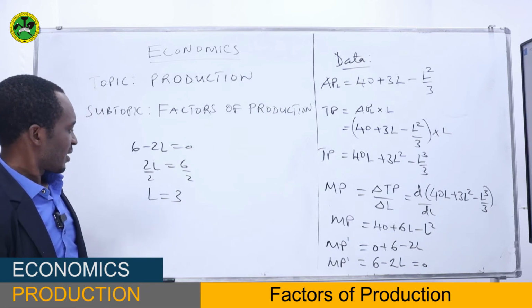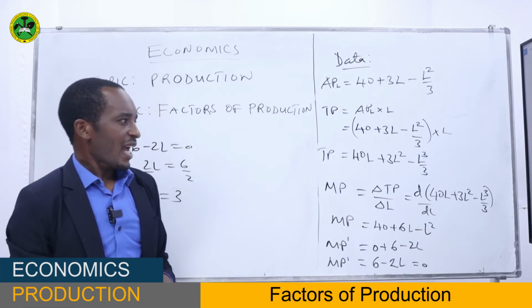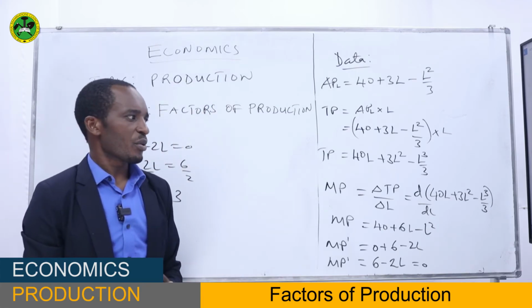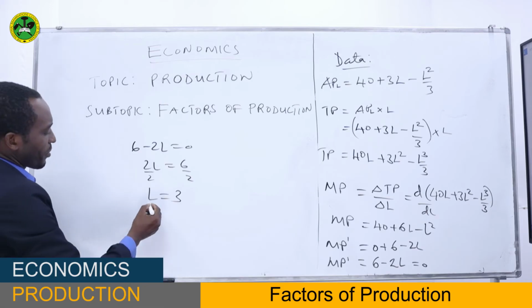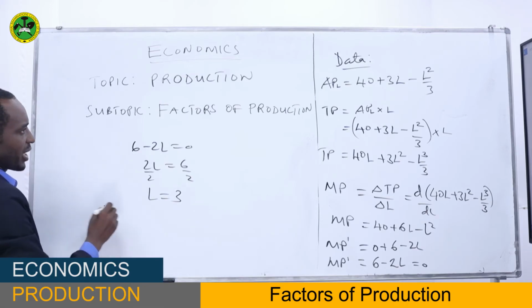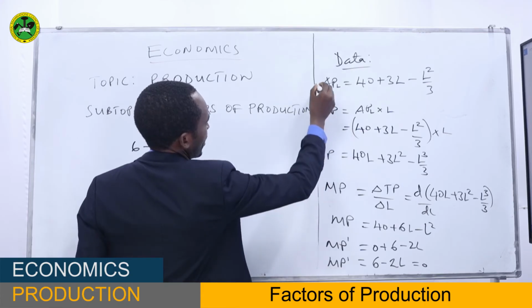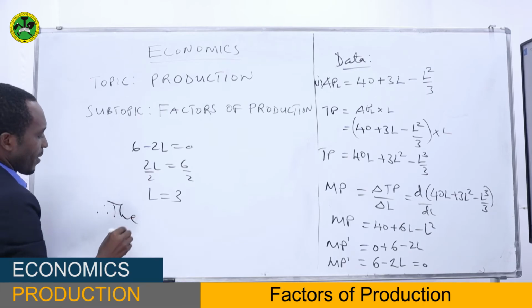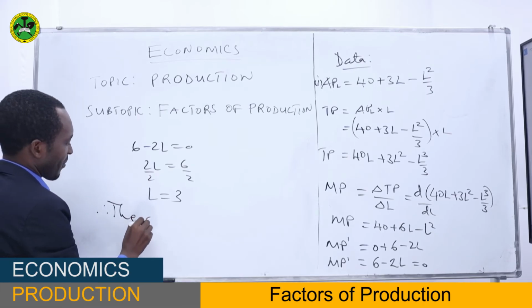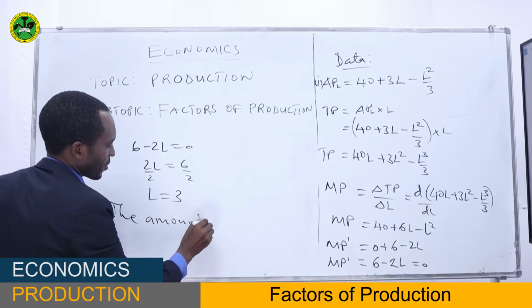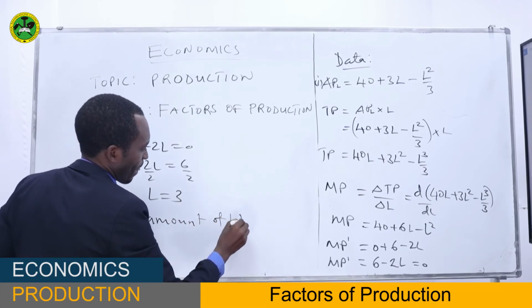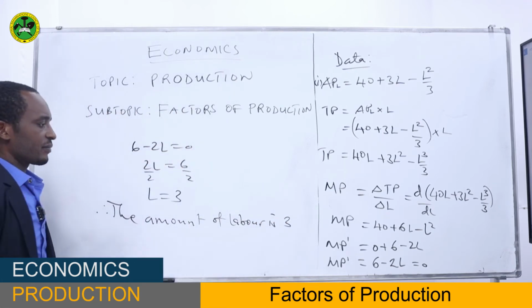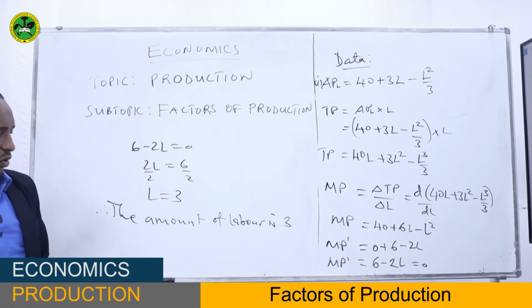So the amount of labor when the law of diminishing returns starts to operate will be equal to 3. So therefore, for case 1, here we are dealing with case 1, Roman 1, the amount of labor is 3, or 3 units.